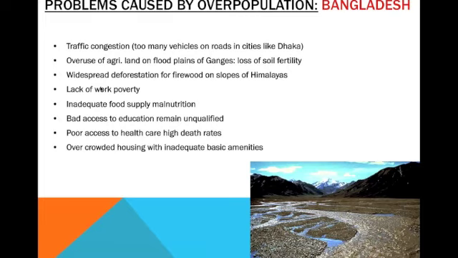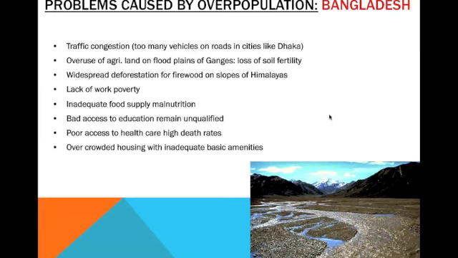Then, some just extra ones. Lack of work, because there are too many people and there aren't enough jobs, so there will be unemployment, which will lead to poverty. There will be inadequate food supply, so that will lead to malnutrition. There will be bad access to education, so people will remain unqualified. There will be poor access to healthcare, and therefore high death rates. Also, overcrowded housing with inadequate basic amenities.